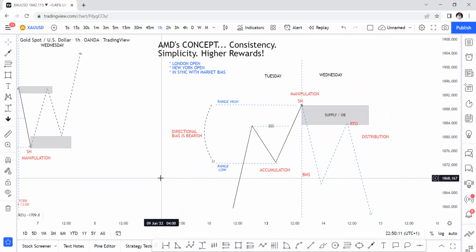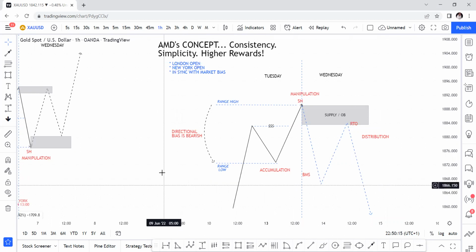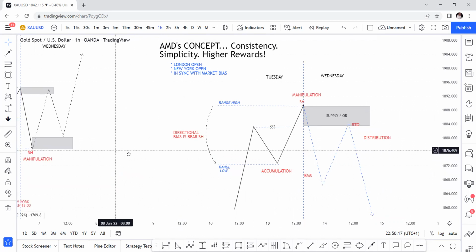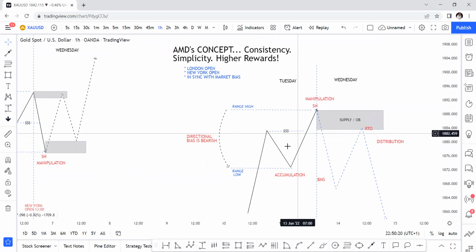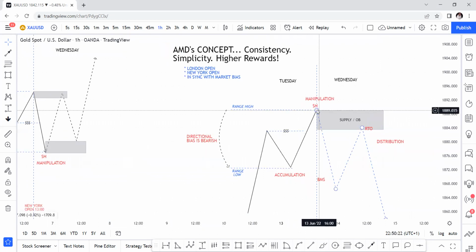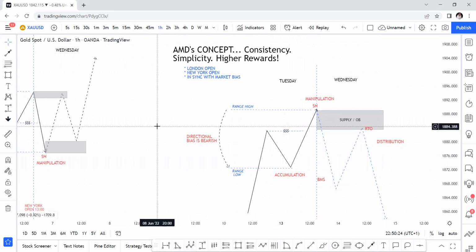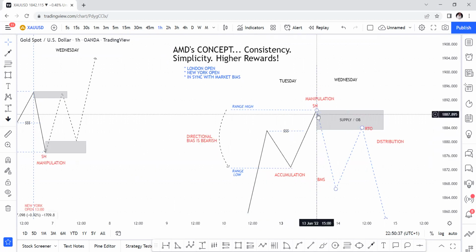If it could be a buy setup on Wednesday, then reversal is surely going to be the case. So this low here and this high is going to be the range. The first thing we want to look at is how to identify the direction bias, which is the range high and the range low between this pullback and this high.